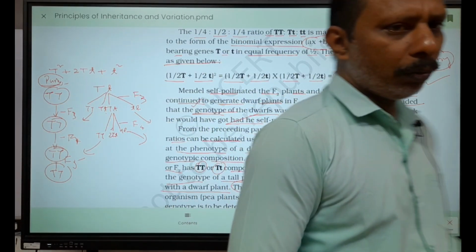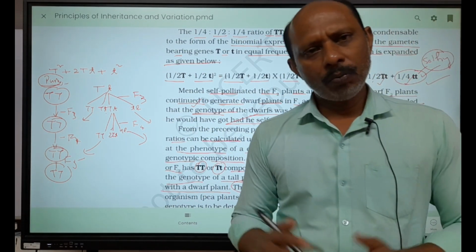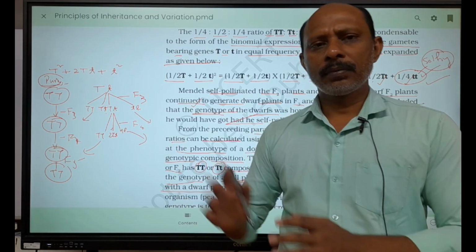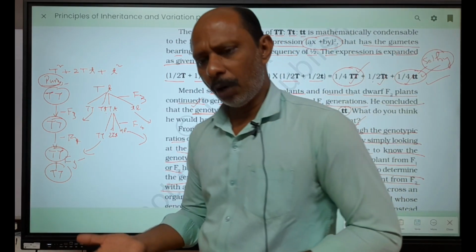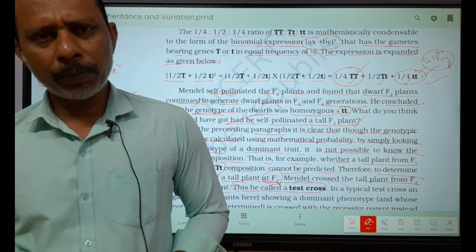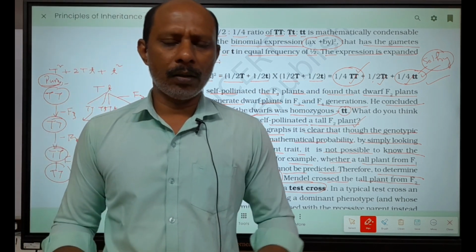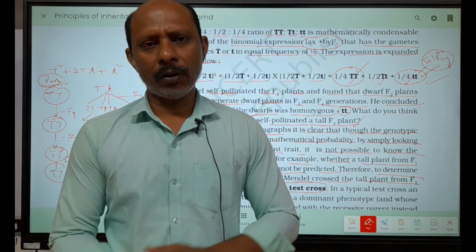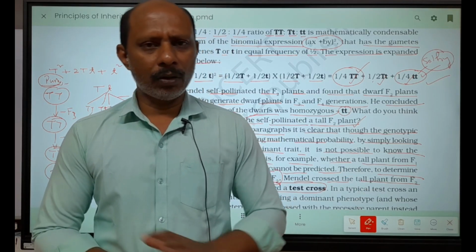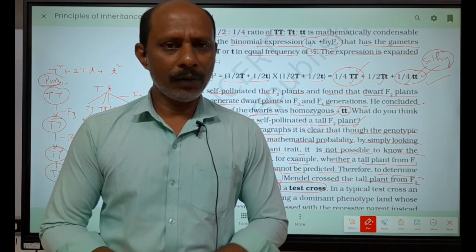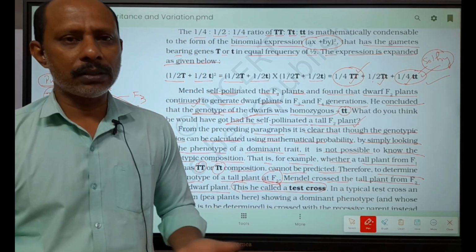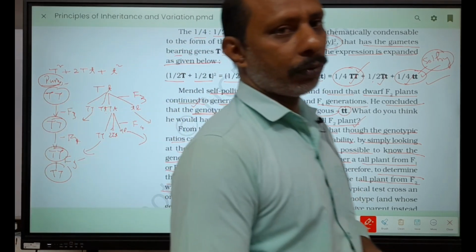Look here, back cross means two types. One, when it is crossed with the tall plant, means the dominant parent. When it is crossed with the dominant parent, then we have no idea, all the offspring we get are only dominant, only tall, means dominant traits are there. Phenotypically, we cannot understand which one is hybrid or which one is pure.